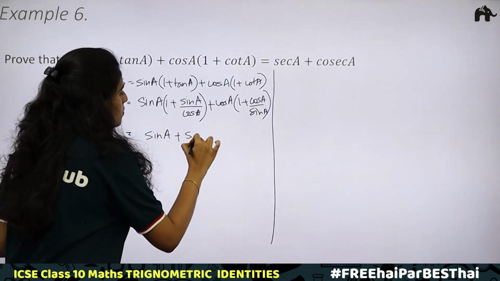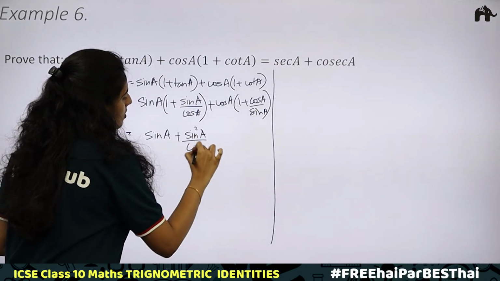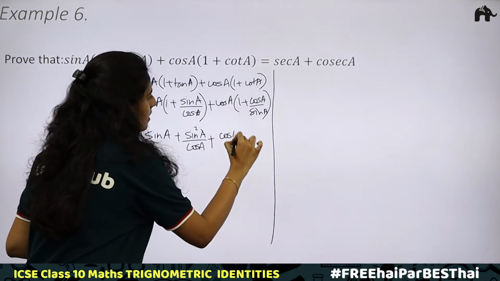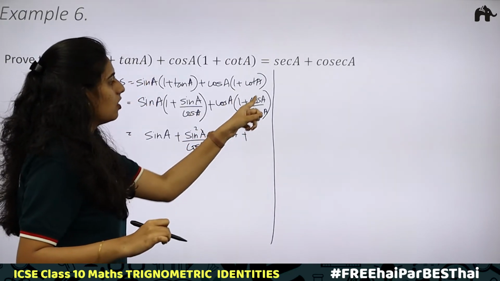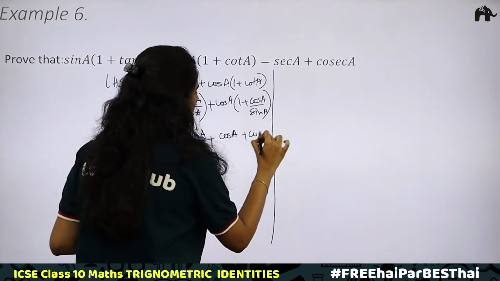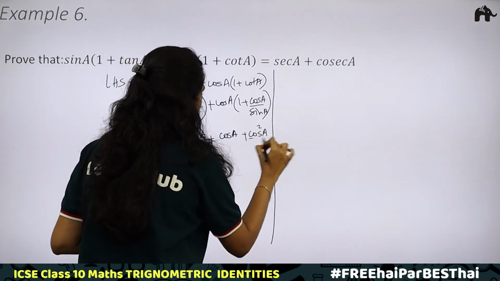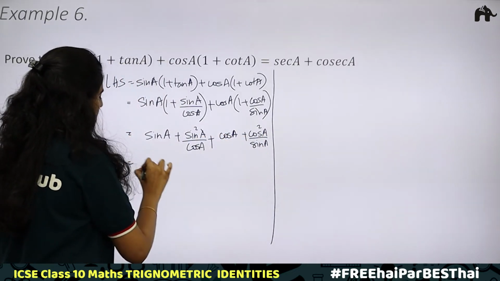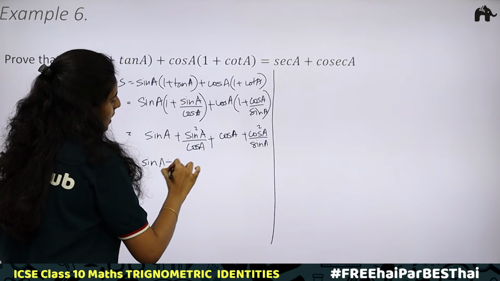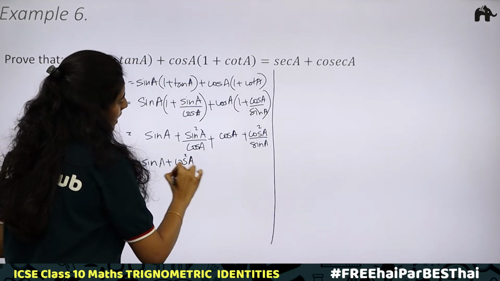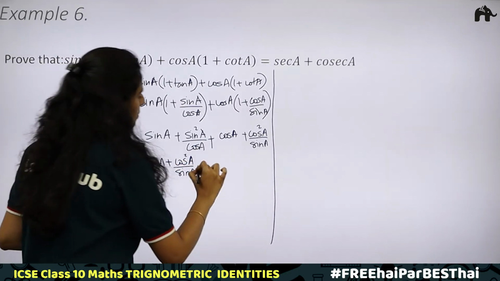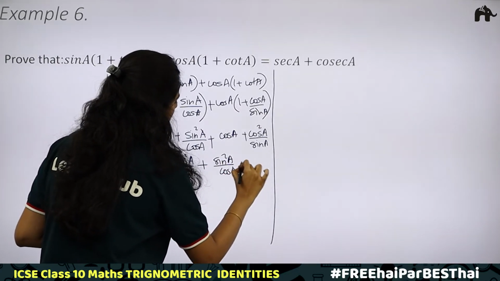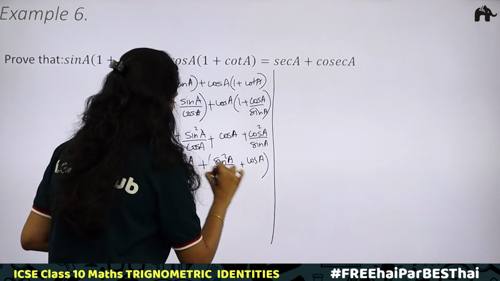by cos A, sin square A divided by cos A plus cos A into 1 is cos A plus cos A into cos A divided by sin A is cos square A divided by sin A. Okay. Now I am making a small rearrangement. I'll write sin A plus cos square A divided by sin A plus sin square A divided by cos A plus cos A.